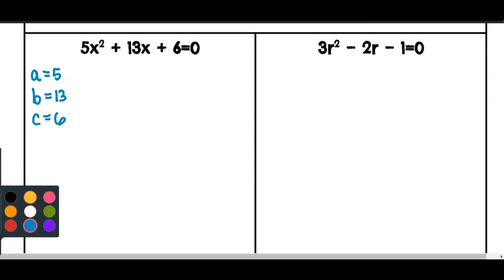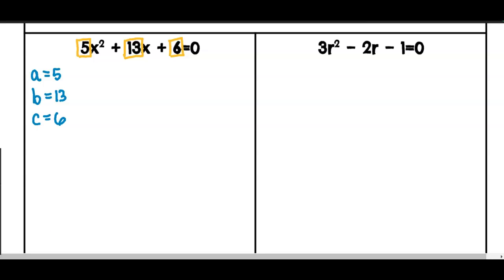So where did I get those from? Your a value is always the x squared coefficient. Your b value is always the x coefficient. And your c value is always the constant. And then always make sure you include the signs that are with it. Fortunately, these are all positive, so we don't have to worry about negatives this time.